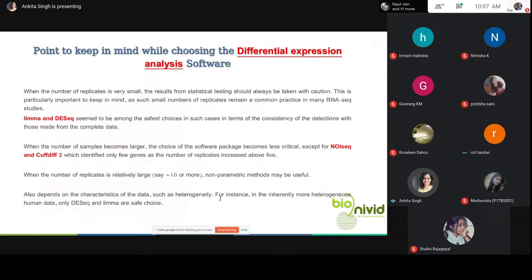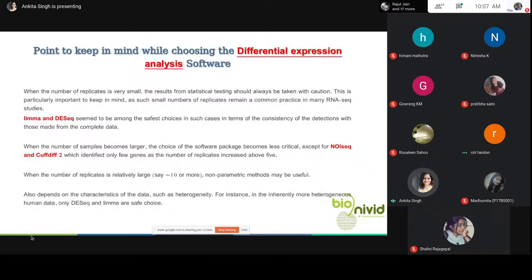So when the number of replicates is very small, say you have two conditions, healthy and tumor, and only one or two replicates, then you have to be very cautious while picking any differential analysis tool. But if your sample is larger, then you do not have to worry much. If the number of replicates is small, you have to carefully pick the tool.